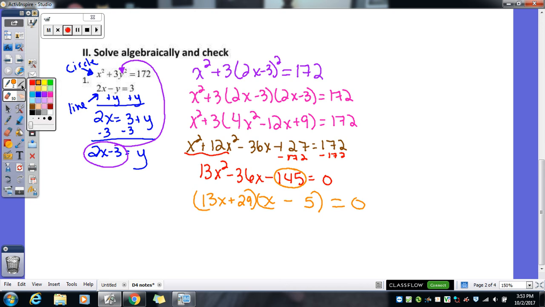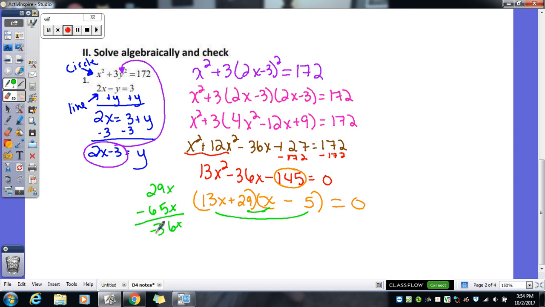Again, when you're checking with your big smile, little smile, I would have a 29x here. This one, big smile, when I multiply, that would give me a negative 65x. Combine them, there's your negative 36x. So, continuing on, I would get x equals 5. Now I get 13x equals negative 29. So x would equal negative 29 over 13.